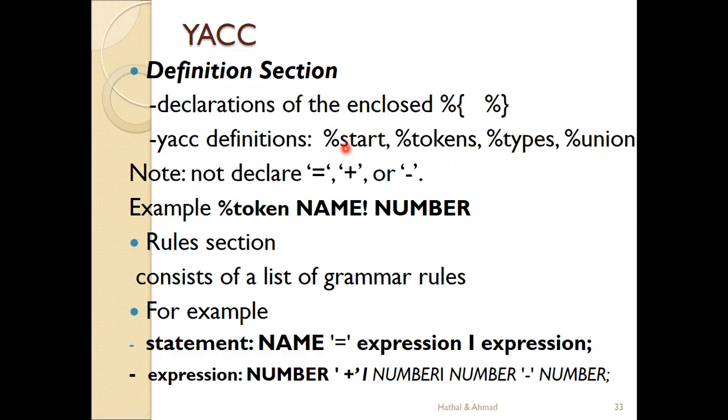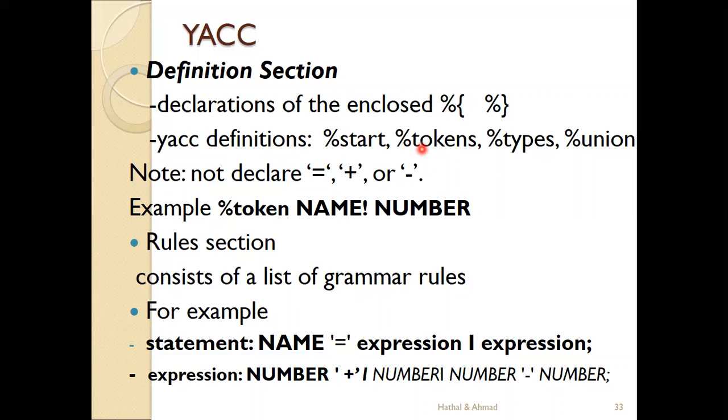The first option is percentage start, to say the start symbol. Percentage token gives the set of tokens returned by a lexical analyzer. To specify the type of a token, we can use percentage type. To specify the different types of the tokens, we can use percentage union. These are the options available.